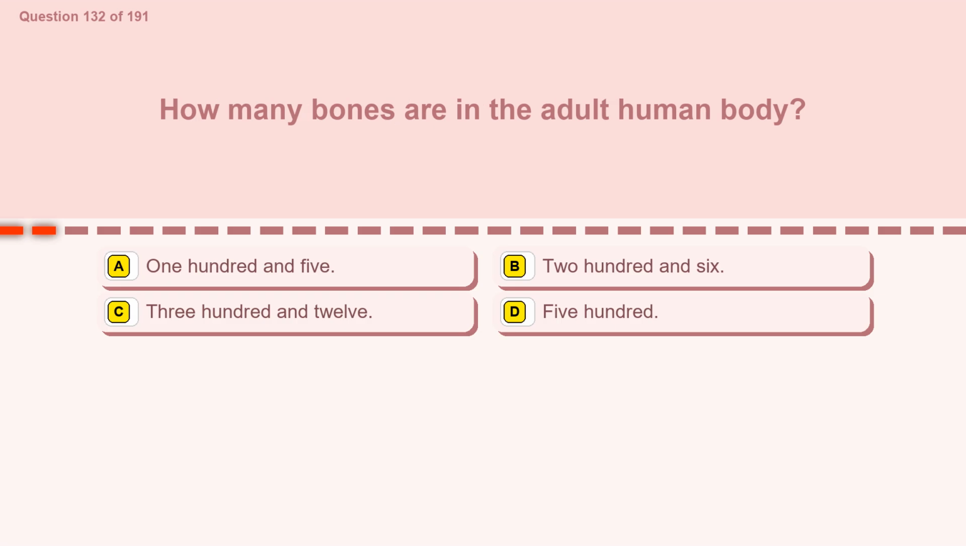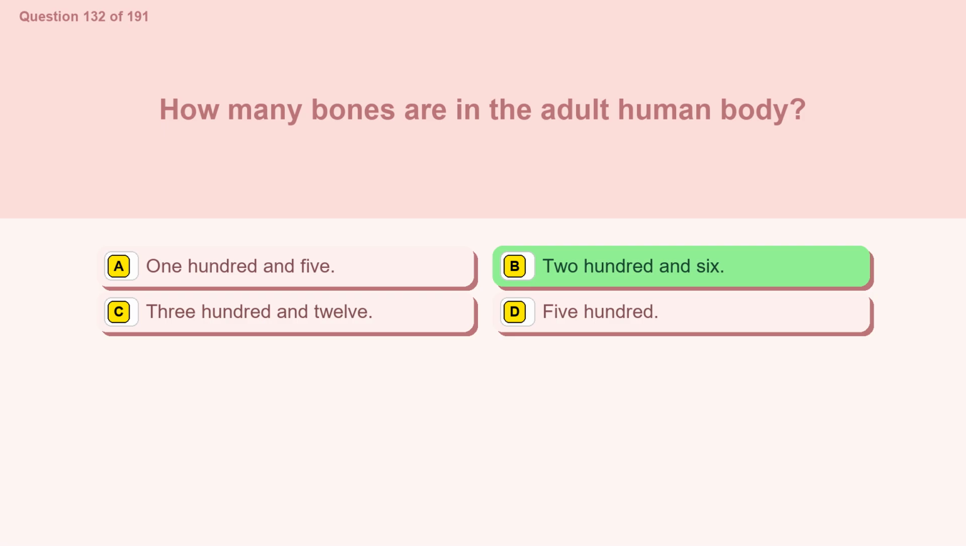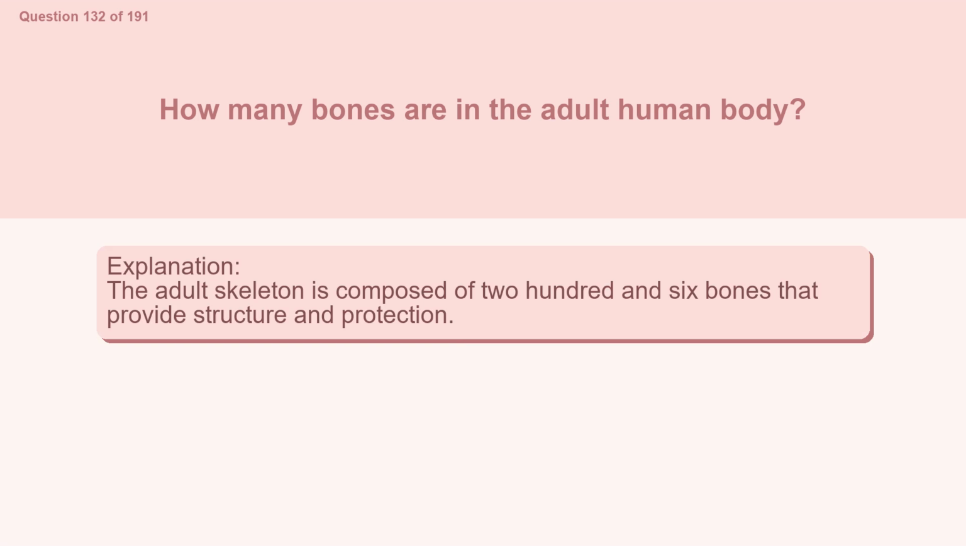Question 132. How many bones are in the adult human body? Option A, 105. Option B, 206. Option C, 312. Option D, 500. The correct answer is option B, 206. The adult skeleton is composed of 206 bones that provide structure and protection.